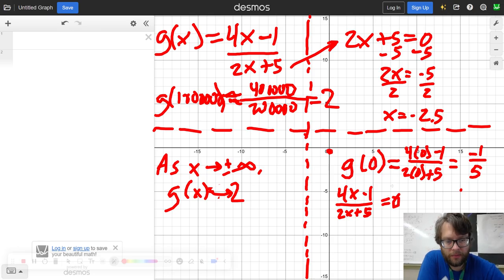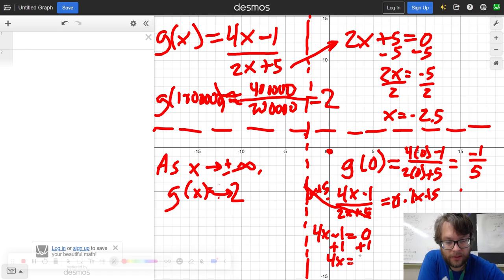How do you get rid of a fraction? You multiply both sides by the denominator. Denominators cancel. 0 times anything is 0, no matter what anything is. Add 1 to both sides, so 4x is 1. Divide by 4, and I get a fourth, which is right about here.